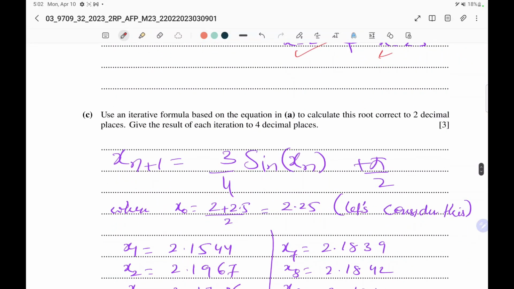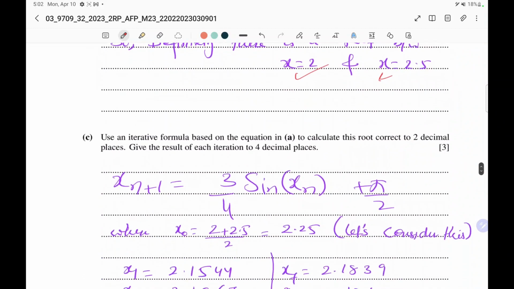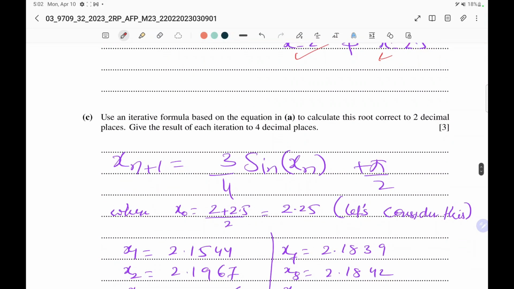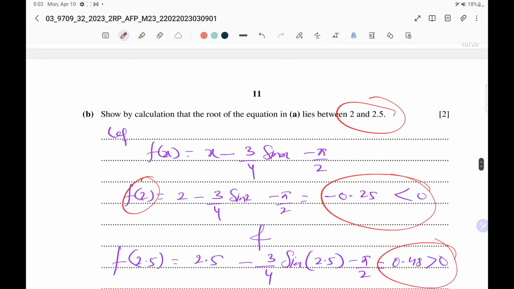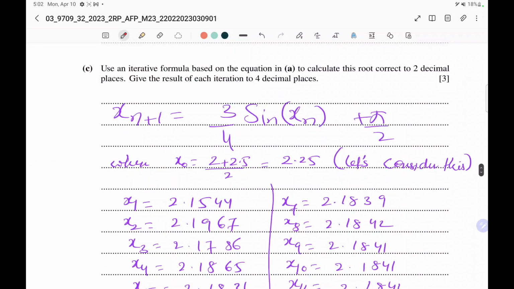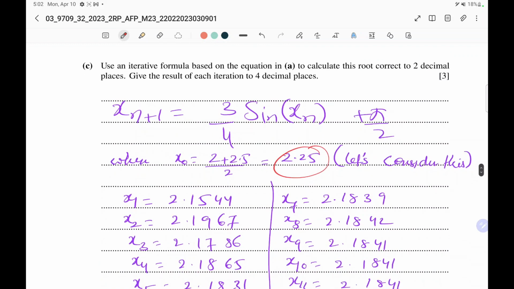Now use an iterative formula based on the equation in part A to calculate this root to 2 decimal places. So x is 3 over 4 sin x plus pi over 2. So x(n+1) is 3 over 4 sin x(n) plus pi over 2. The initial value is not given. So when the initial value is not given, guys, then we have to take the average of 2 and 2.5. So the initial value I am going to consider is the average of 2 and 2.5, which is (2 plus 2.5) over 2. Just we need to consider that.